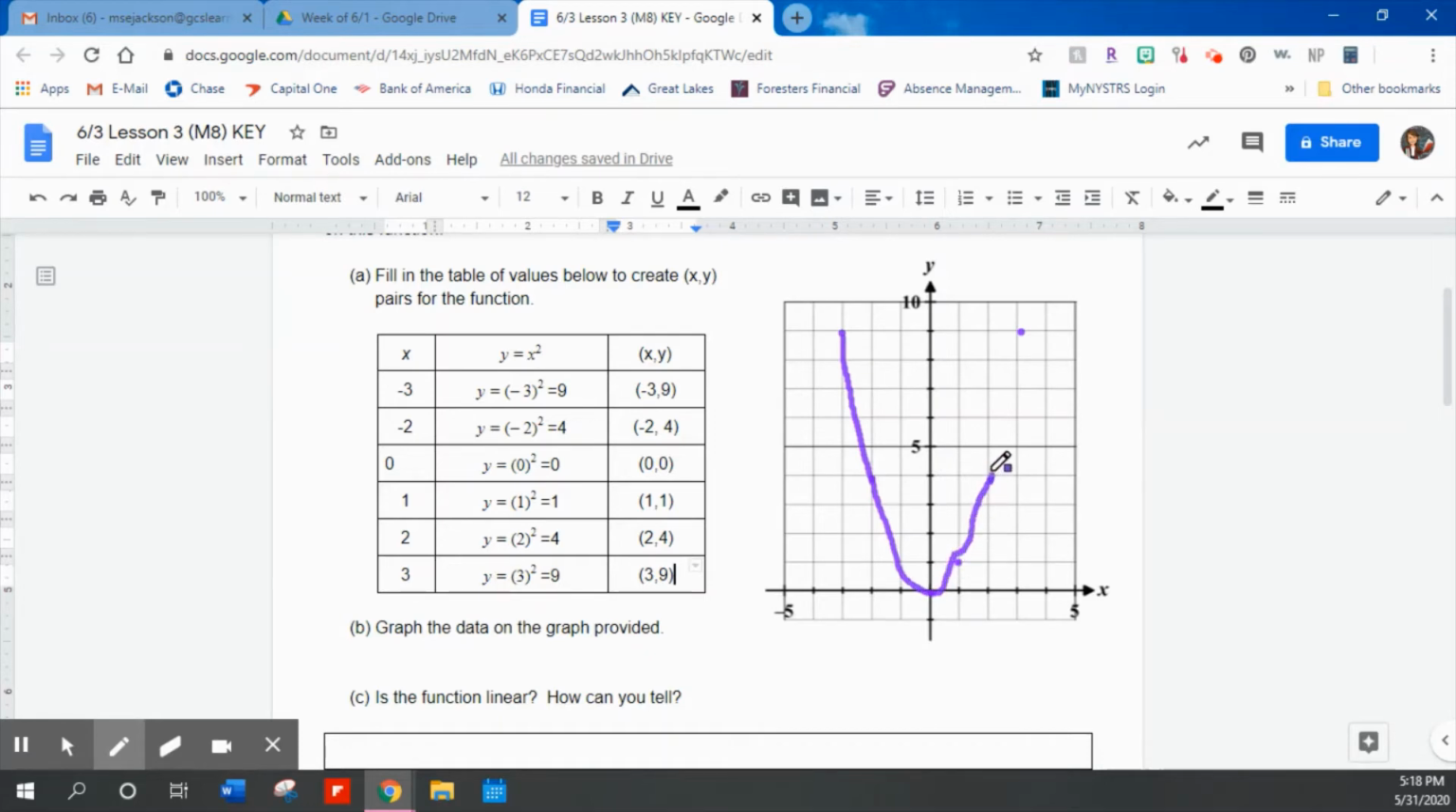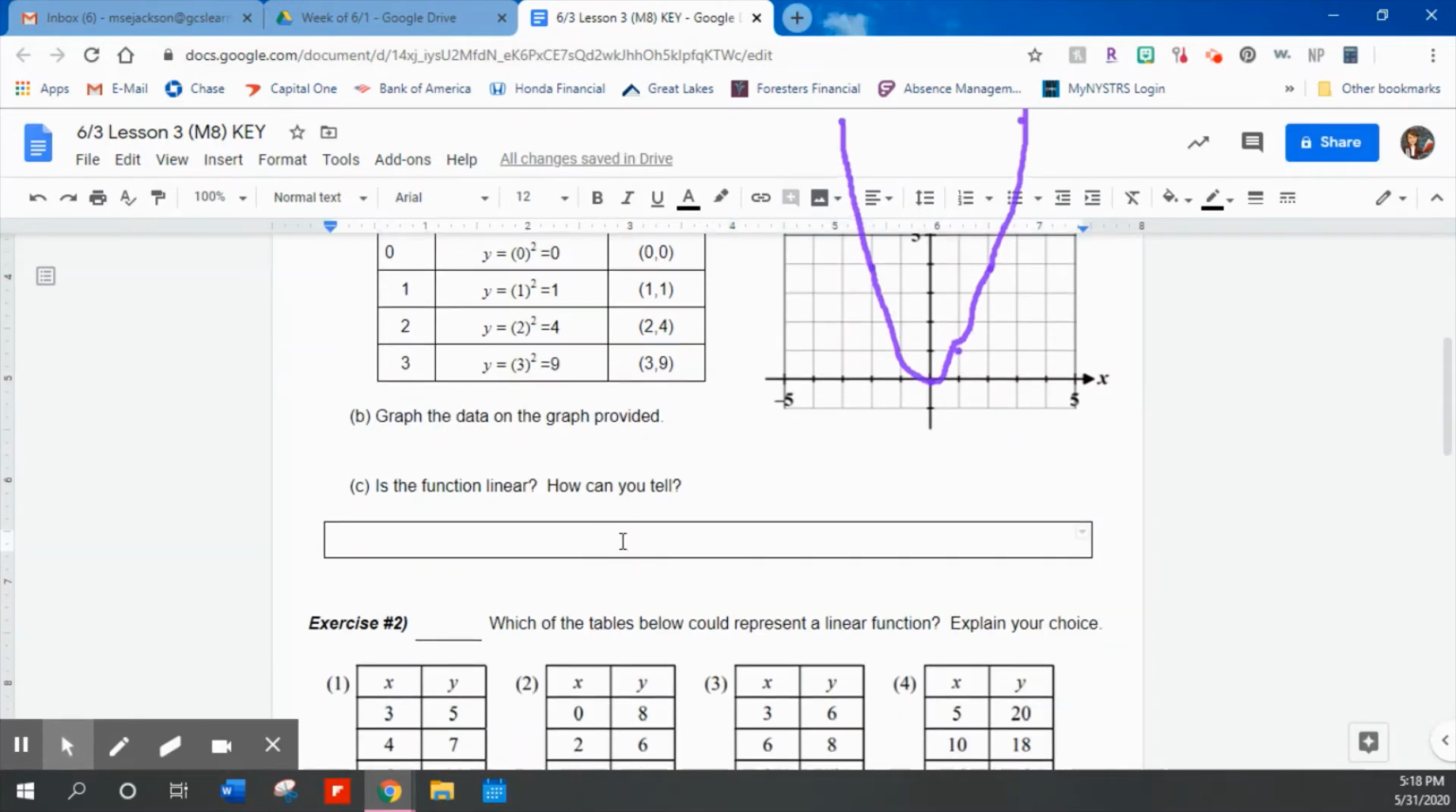Now I'm working with the mouse right here, so this is not going so well. Okay, so now if you look at this, hopefully you can realize this is not a line. So it says, is the function linear? How can you tell? So no, it is not linear because it is not a line. That means it does not have a constant rate. So it's not increasing or decreasing at the same amount each time.